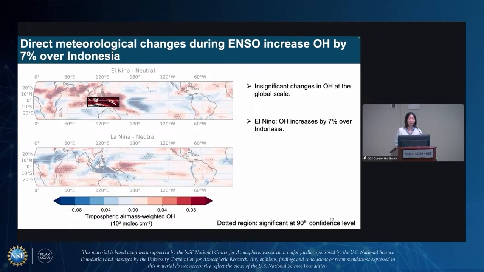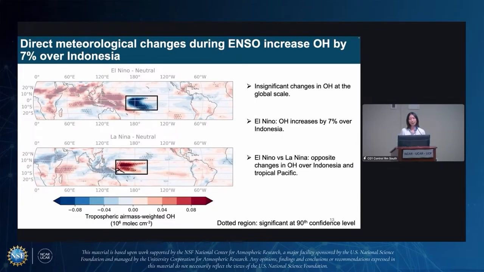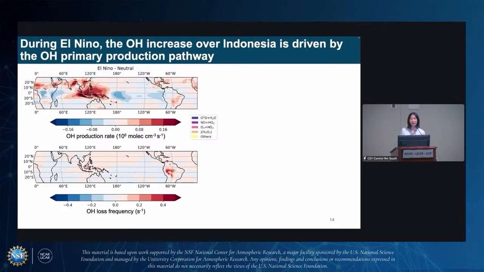Especially over the Indonesia, during El Nino, we find that the OH will increase by up to 7% over this region. And comparing between El Nino and La Nina events, we find these robust opposite changes in the OH over Indonesia region as well as over tropical Pacific. So these were the changes in the OH, and in the next slides, I will dive into the OH budget and try to diagnose why the OH is changing, shown in the previous slides.